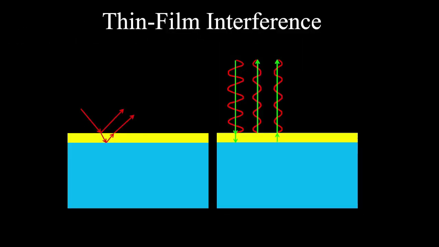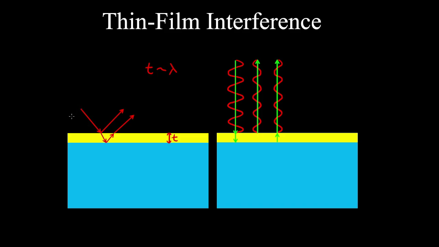Thin film interference occurs when light interacts with a medium whose thickness is comparable to the light's wavelength. So it's a very thin layer. And a typical example is a thin oil film or very thin layer floating on top of a puddle of water.